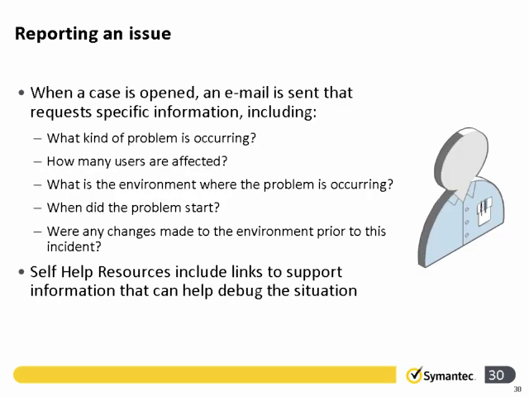When you report the issue and a case is opened, there should be an email sent to you that requests specific information if you haven't already provided it. This can include what kind of problem is occurring. Again, some of the questions we've already addressed, such as the users that are being affected, where and when did the problem occur, when did the problem start, were there any changes to your environment?